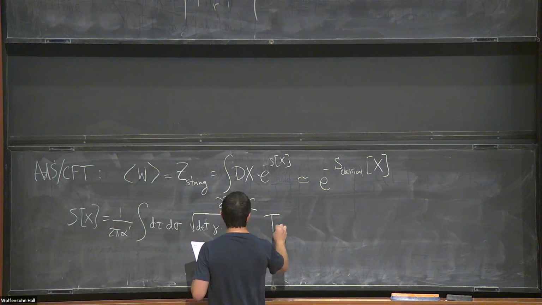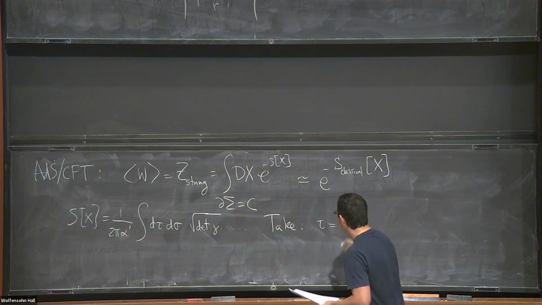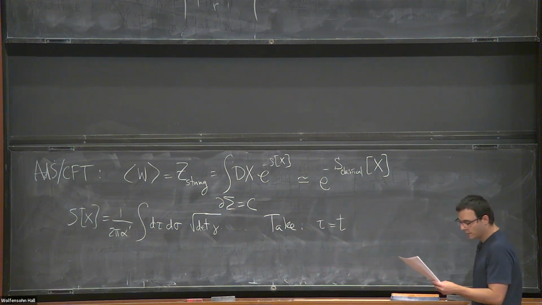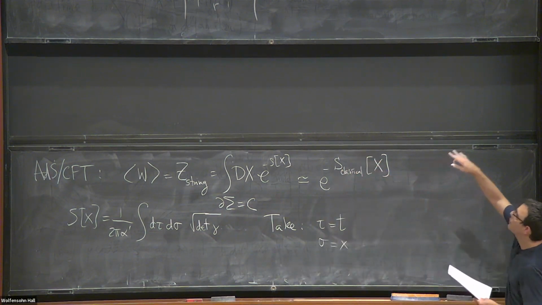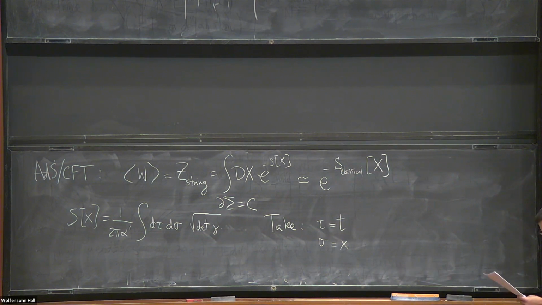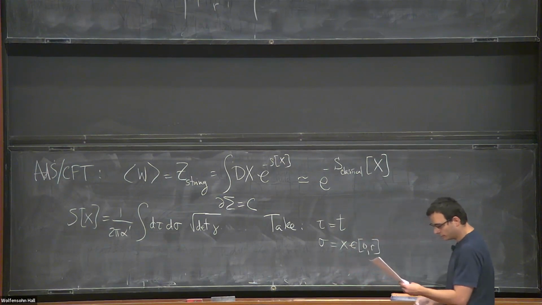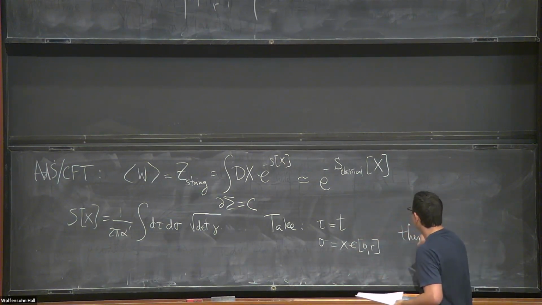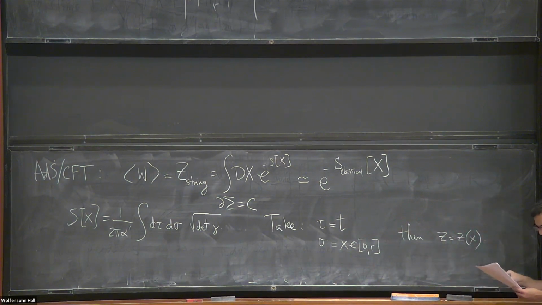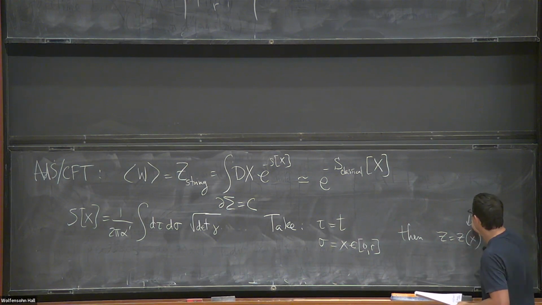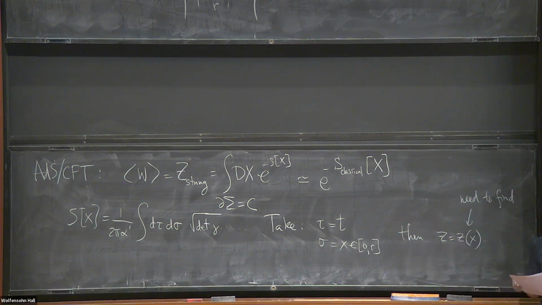Now, if we take this tau coordinate to be the space-time time coordinate, and sigma to be x, x being the direction along the boundary, so this would go from 0 to r. Then for this shape, z is a function of x that we need to find. We need to find it, and then we have to plug it back into that formula and figure out what S is.